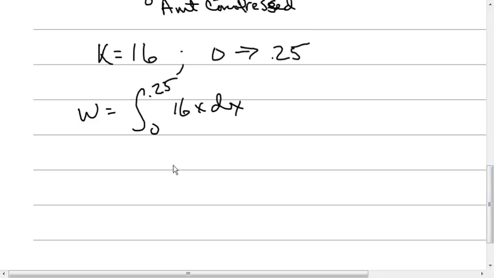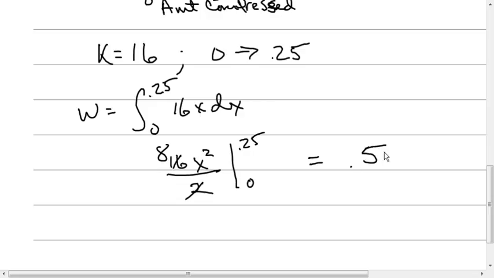We integrate this and we get 16x squared divided by 2, evaluated from 0 to 0.25. Now this cancels here, this turns into 8, so we've got that, and then this, when evaluated between 0 and 0.25, equals 0.5. And then we'd supply the units, either Newtons and meters, which would give us joules, or perhaps foot-pounds. And in the book, it's foot-pounds. But that's how it's done.